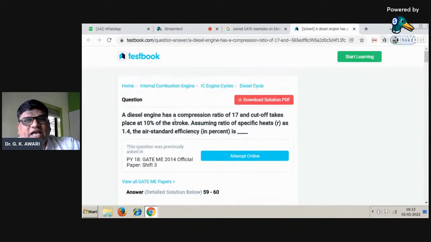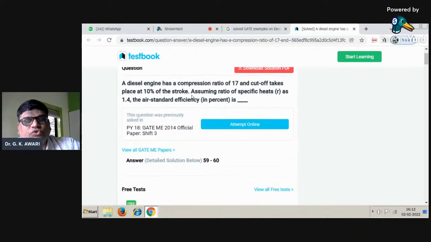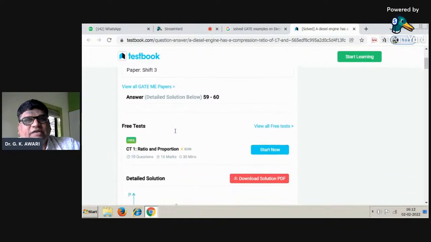A diesel engine has a compression ratio of 17, and cutoff takes place at 10% of the stroke. Assuming ratio of specific heats gamma as 1.4, find the air standard efficiency in percentage. Okay, this was the 2014 GATE paper. So the answer is 59.16.